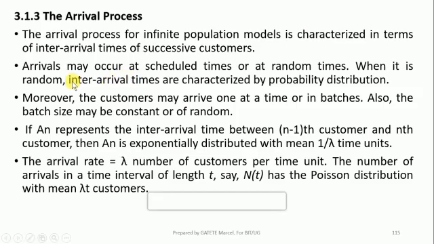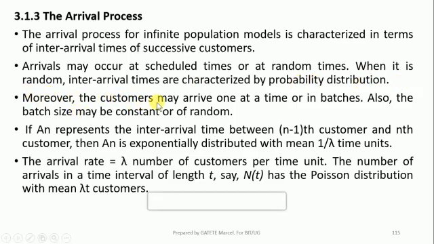When it is random, the interval times are characterized by a probability distribution. It means that when we have randomness, immediately a probability distribution must be used. Why? Because the value is an expectation or a prediction, so we don't know exactly the value. So we will use approximation.